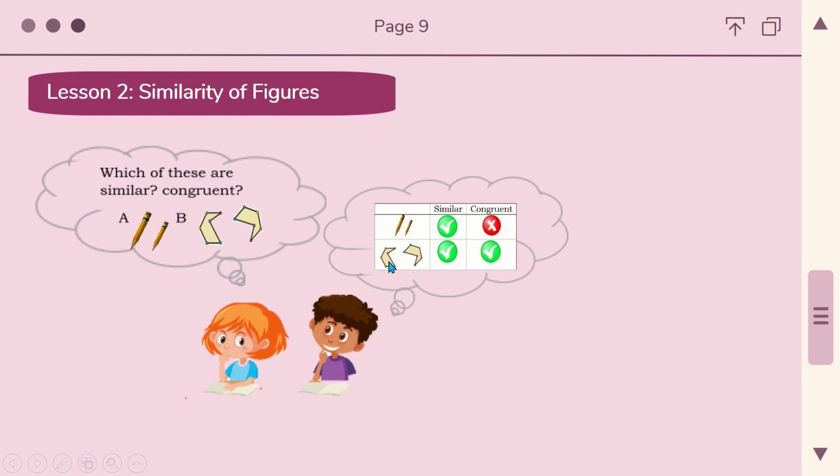Then the second object, the geometric figure, is a quadrilateral. This is another type of geometric figure.